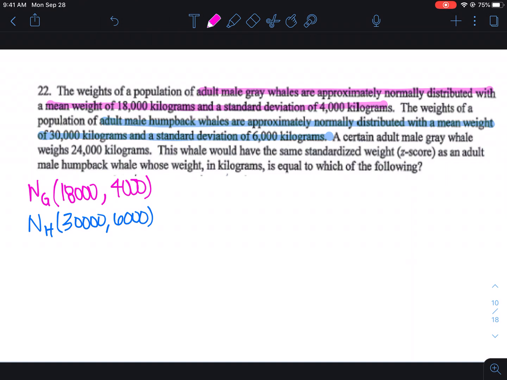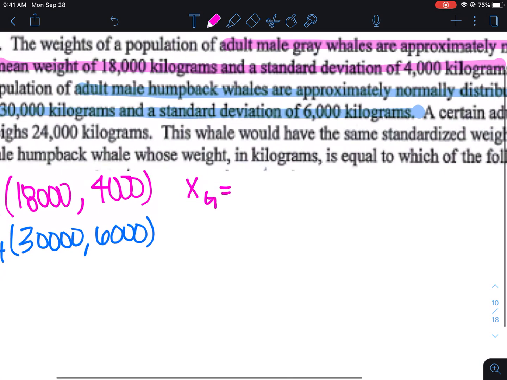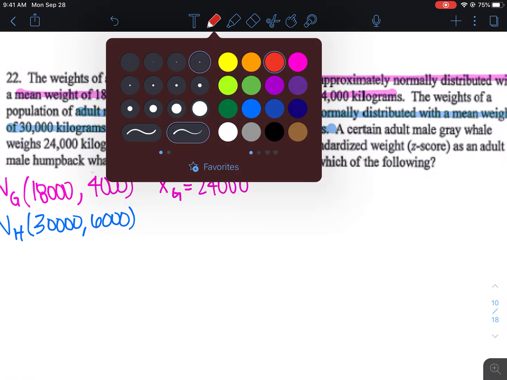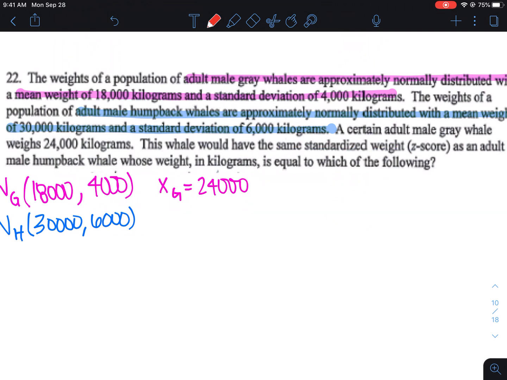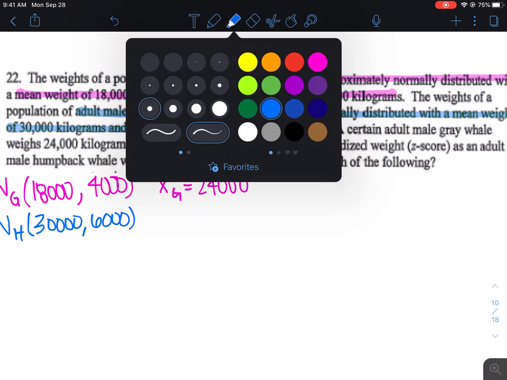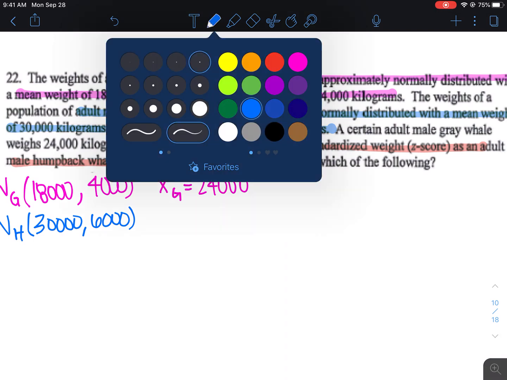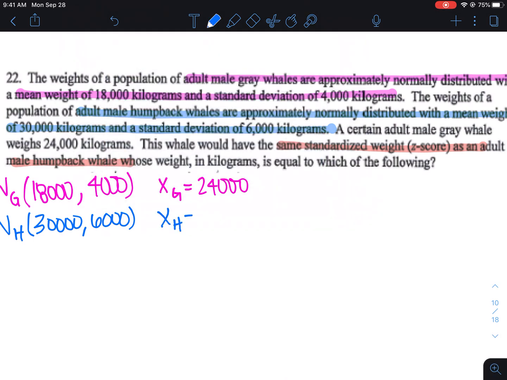A certain adult male gray whale weighs 24,000 kilograms. So I have X gray whale, that's just his value, is going to be 24,000. The whale would have the same standardized score, this is the important part, it would have the same standardized score as an adult male humpback whale whose weight is in kilograms. And that's what we're finding.